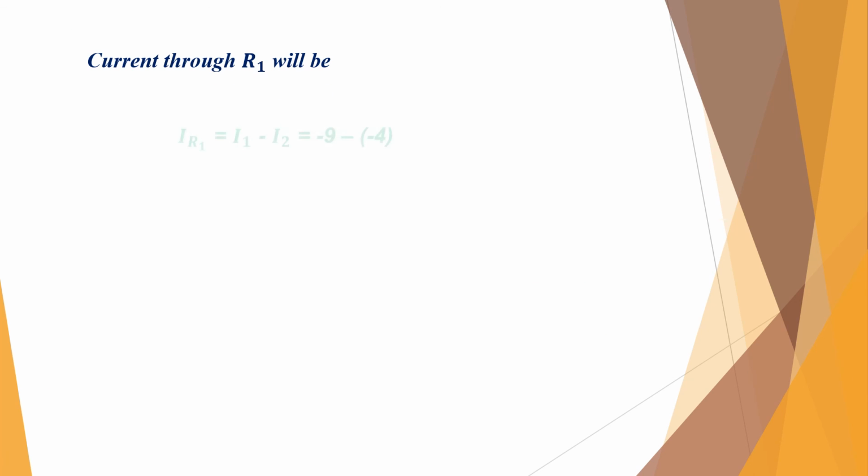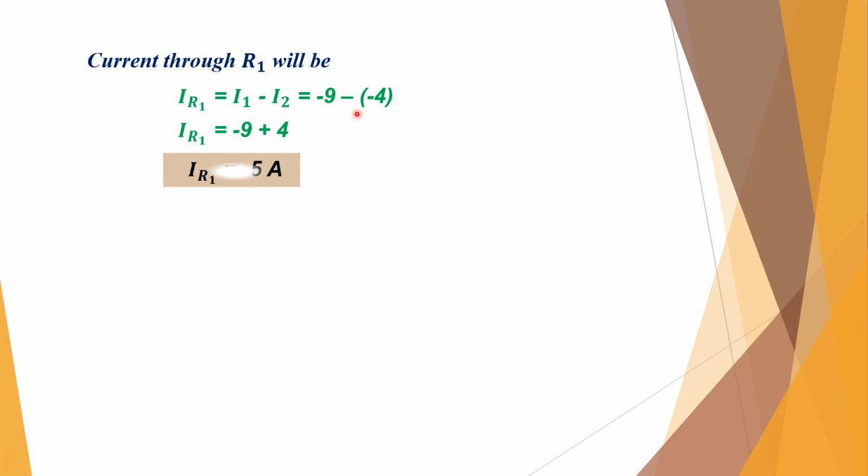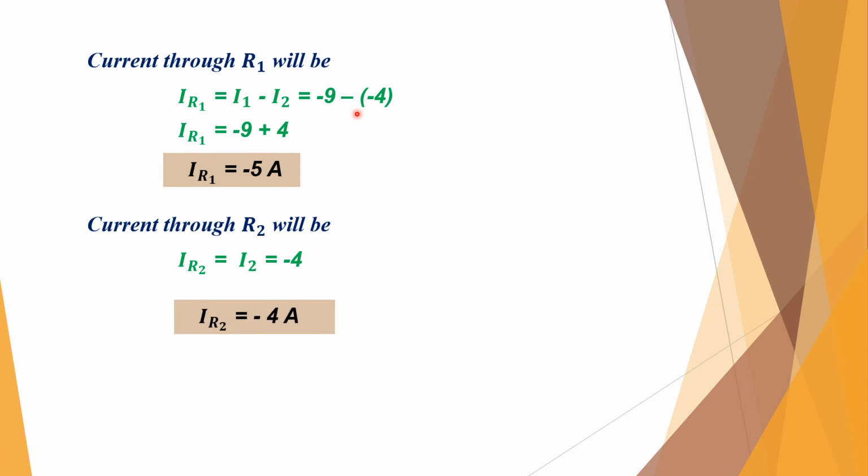Current through resistor R1 will be IR1 equals I1 minus I2, which is minus 9 minus (minus 4), and we get IR1 equals minus 5 ampere. Current through resistor R2 will be IR2 equals I2 equals minus 4, so IR2 equals minus 4 ampere. So by using KVL, Kirchhoff's voltage law, we can calculate the current in a complex circuit.